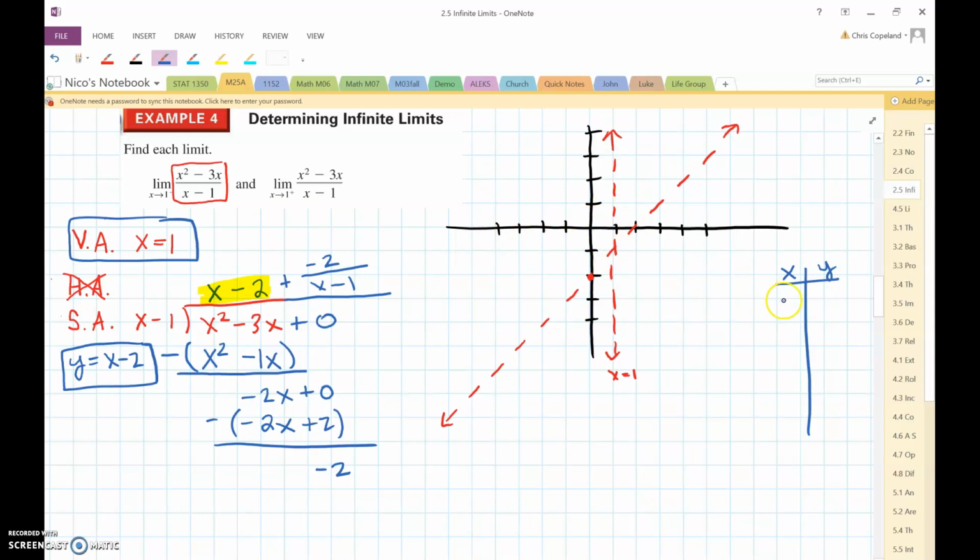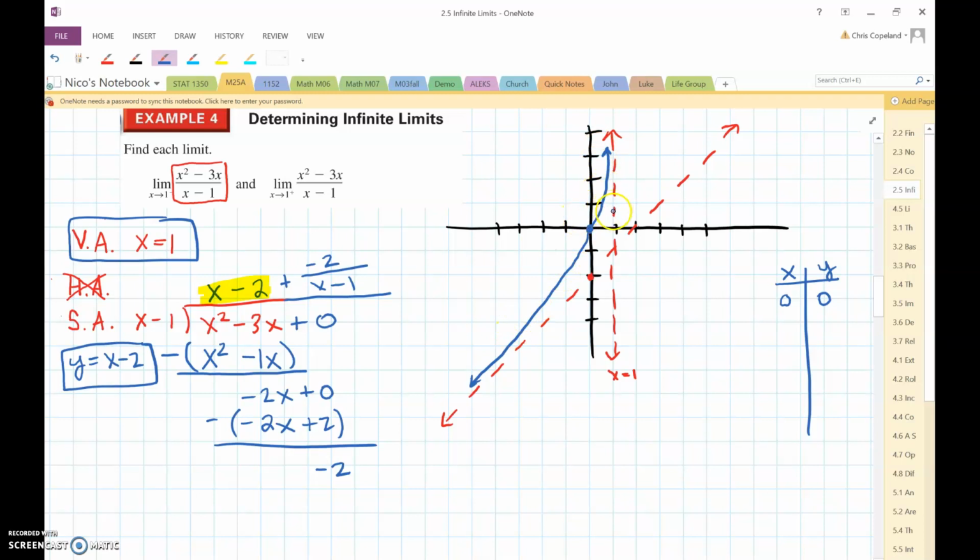So let's pick 0. When you plug 0 into this function, the numerator would be 0, the denominator would be negative 1, so this is going to be 0. So if I have a point here, this is going to hug the vertical asymptote this way, and it's going to hug the slant asymptote that way. So the shape of this graph is going to look like this.